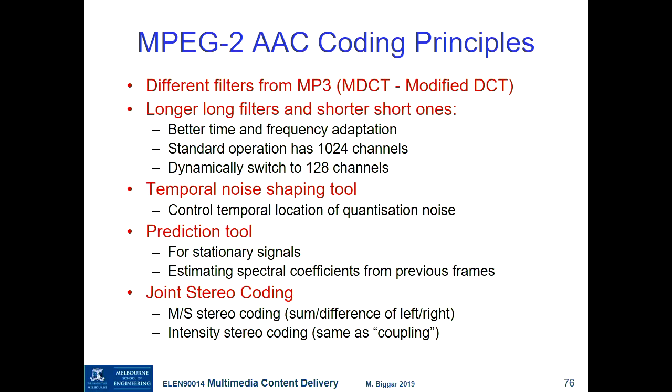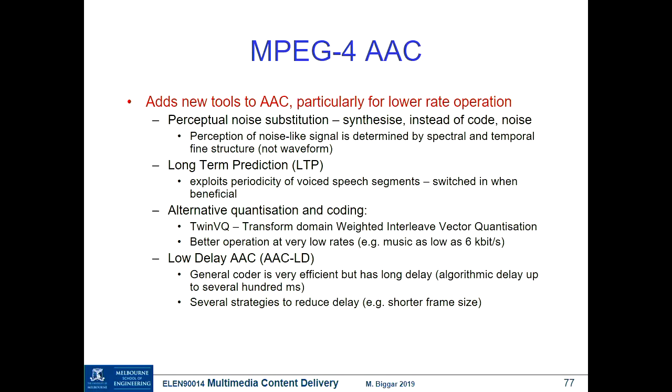AAC has gone on and been developed further with the MPEG-4 initiative. So again, while the MPEG-4 video people were defining their new and very flexible video system, the audio group were extending AAC. There are no fundamentally new coding techniques. Perhaps the perceptual noise substitution is an interesting one. Where part of the signal was detected as noise, then rather than encode that noise, they just synthesized it at the decoder.